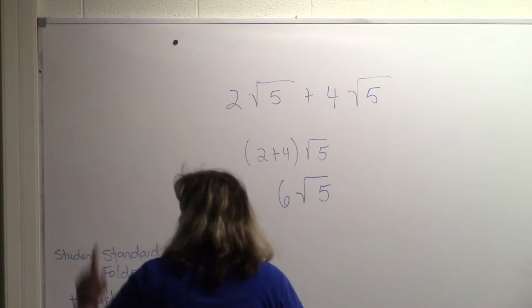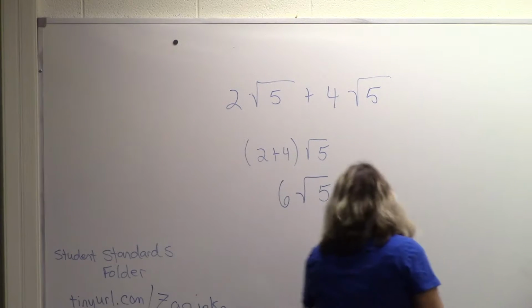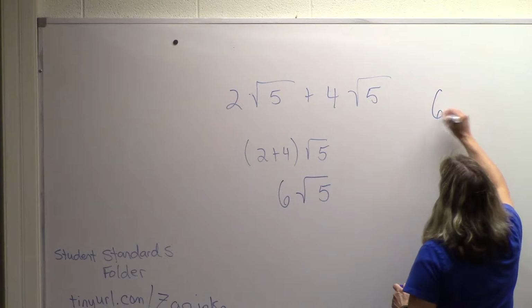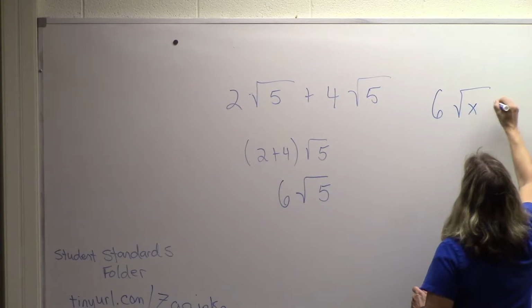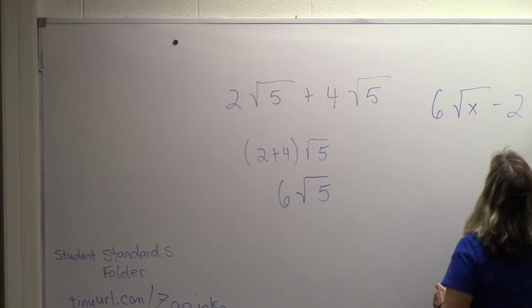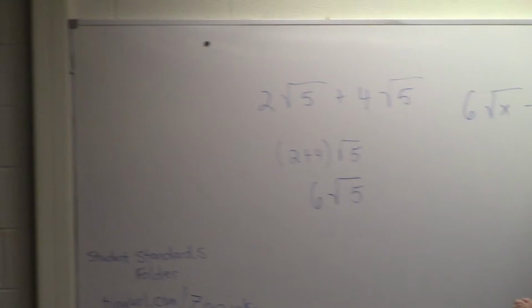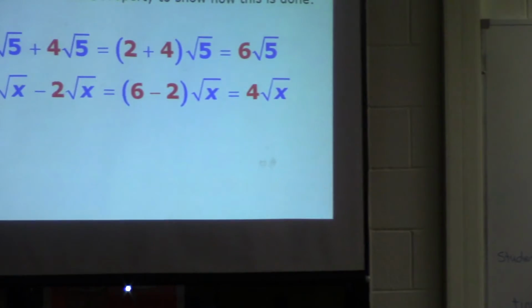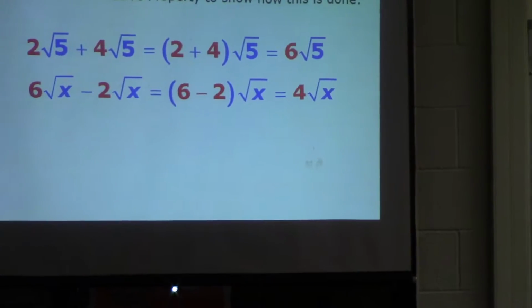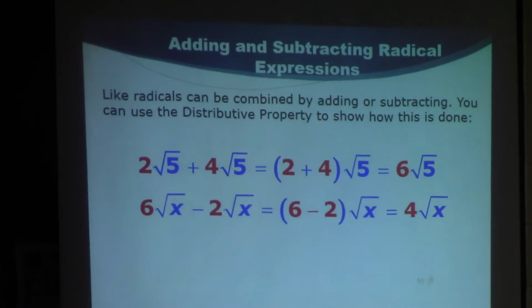All right, so I've got 6 radical x minus 2 radical x. Okay, so do my indexes match? Yes. And do my radicands match? Yes. So I've got 6 minus 2 is 4 radical x.